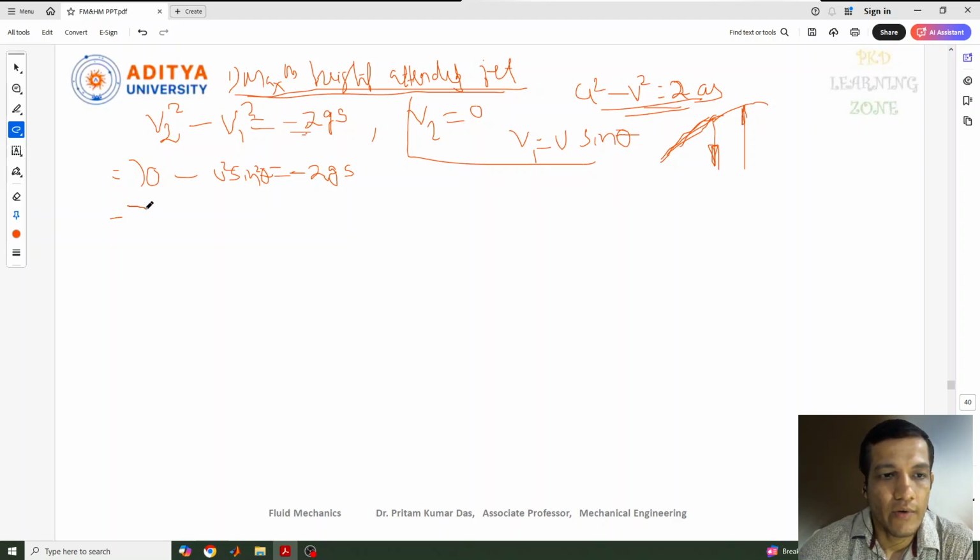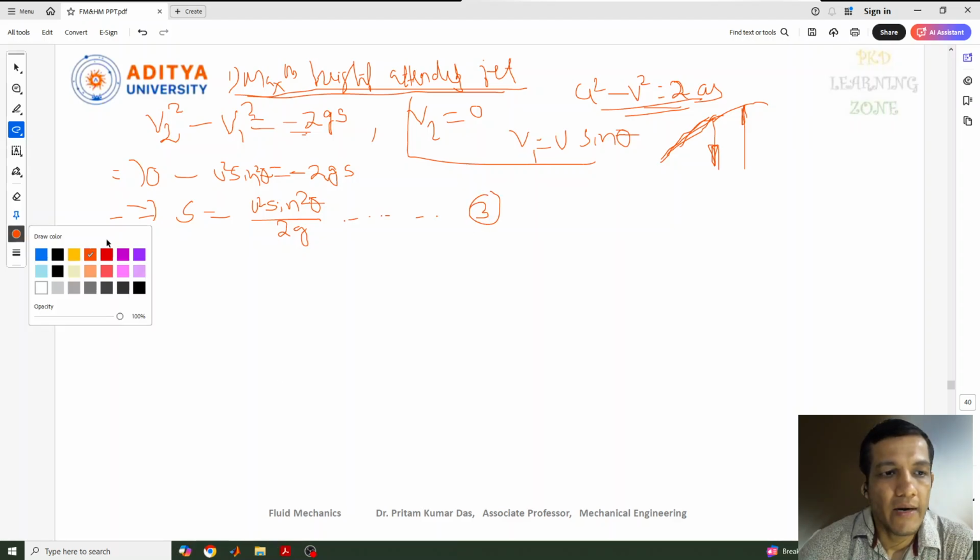So here, because the maximum height needs to be identified, I'll keep it on one side and the remaining term on the other side. So it is minus u square sine square theta. I'll write only u square sine square theta, because the negative term I can cancel here, and u square sine square theta by 2g. So this is equation 3.